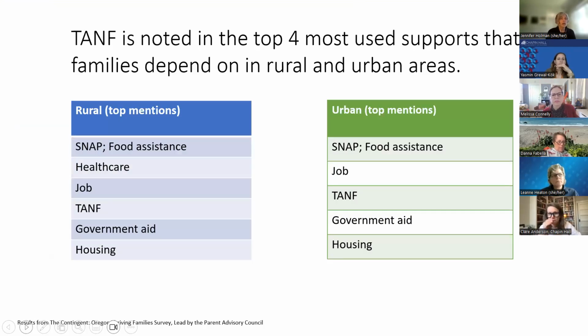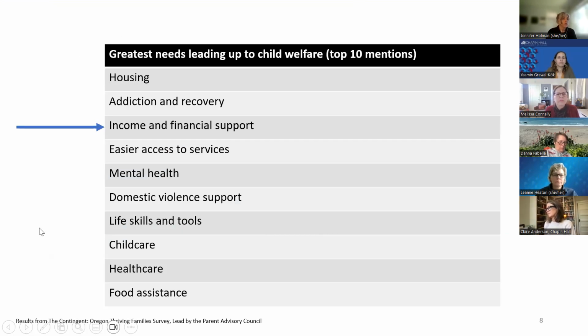And then on the next slide, Oregon has a large rural community in our state, and we also have a very condensed urban population. And so a lot of times what we're providing is pretty different around the state. But what we saw in terms of the most needed supports in both rural and urban areas of Oregon, TANF rated in those most needed services across different areas of the state. And lastly, we see that families who are or have experienced child welfare told us that one of their greatest needs prior to involvement with child welfare was economic and concrete supports.